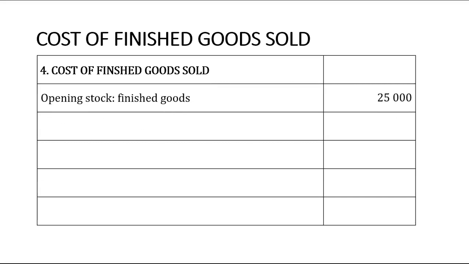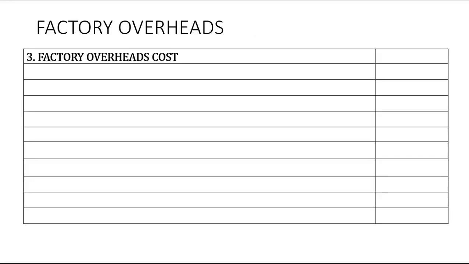And the last one will be consumables. Consumables will be recorded as indirect material in the factory overheads, and you will put that as your opening balance of 10,000 Rand. Done with the opening balances. Let's read further.